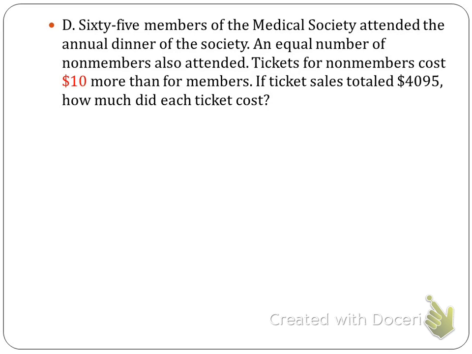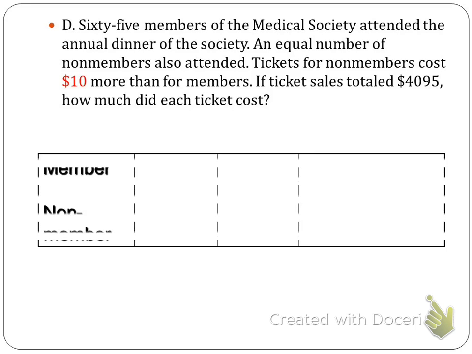Part D. We're going to set up the last equation, and then we're going to go back and solve all these equations that we wrote. So this says 75 members of the Medical Society attended the annual dinner of the society. An equal number of non-members attended. Tickets for non-members cost $10 more than tickets for members. If ticket sales totaled $4,095, how much did each ticket cost?